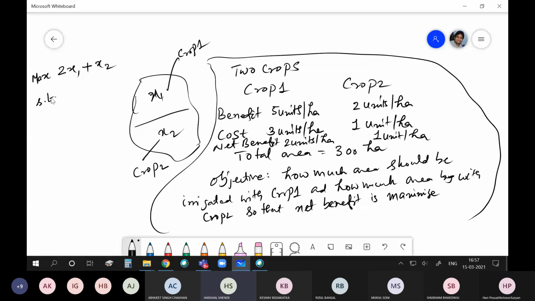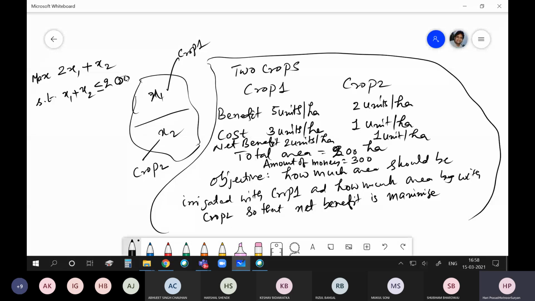x1 plus x2 less than or equal to 300. The total area available is 300, so it should always be less than or equal to 300. The total area is 200, and the amount of money available for spending is 300. So here this becomes x1 plus x2 less than or equal to 200.